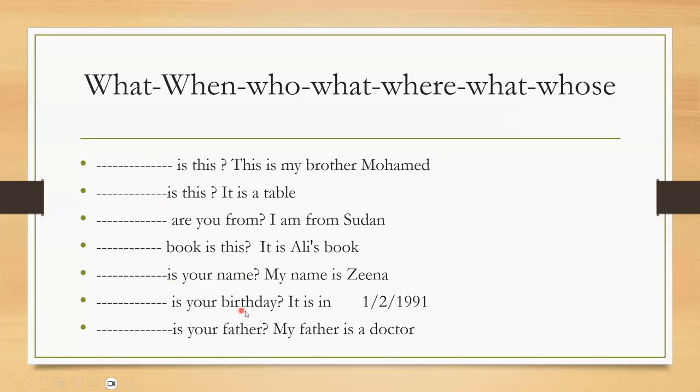Okay. Dash is your birthday? We ask about the time. It is the 1st of February 1991. This is a time. We ask about the time with when. When is your birthday? Dash is your father? My father is a doctor. We ask about the job with what. What is your father? My father is a doctor. My father is a teacher.